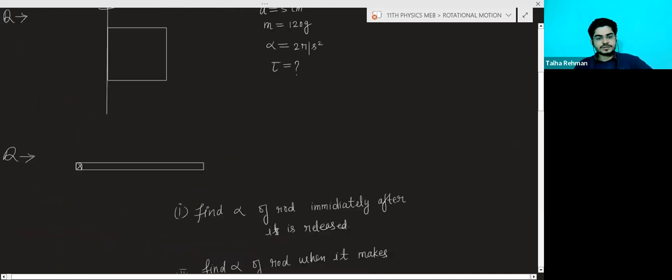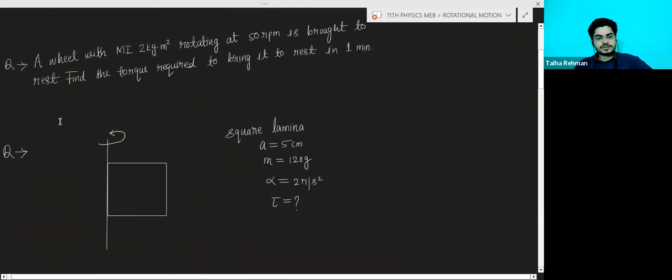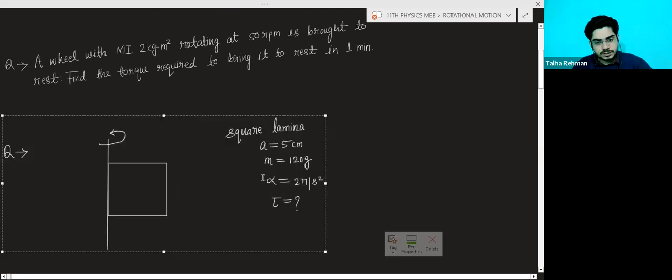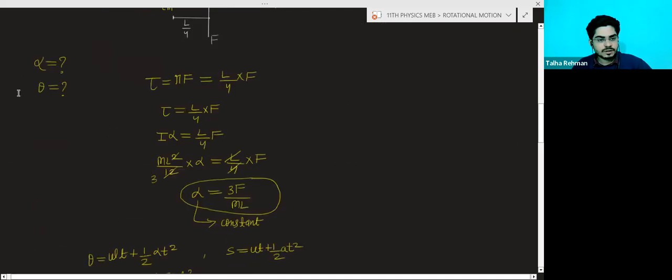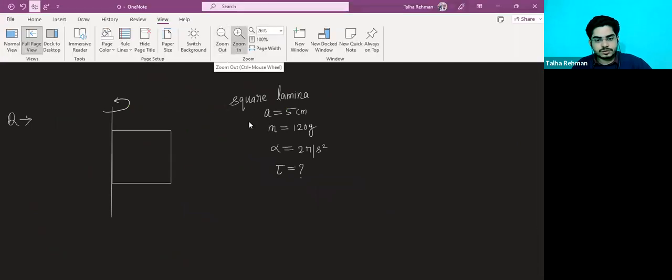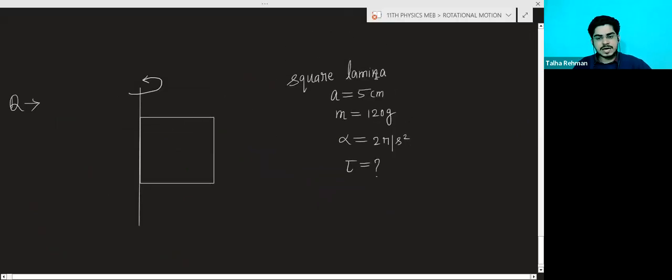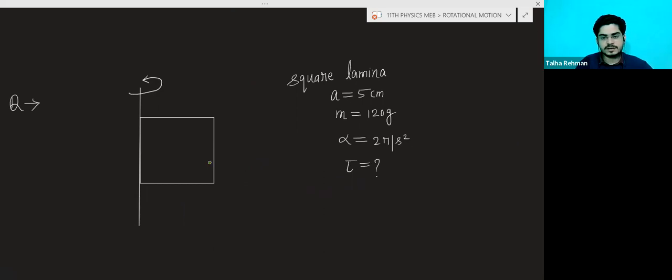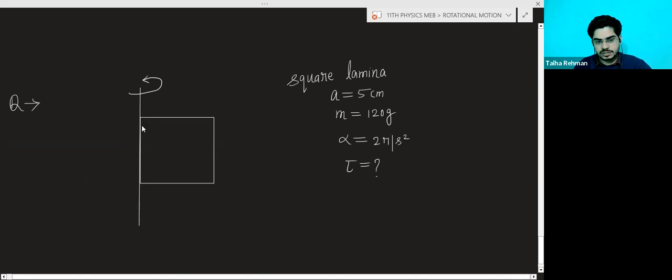So next question. In the next question, we will use the parallel axis theorem. Okay. So this is the question. There is a square lamina. I told you lamina means two-dimensional object. This is a square, and this square has a side of 5 centimeter, which means all the sides will be 5 centimeter, and a mass of 120 gram.